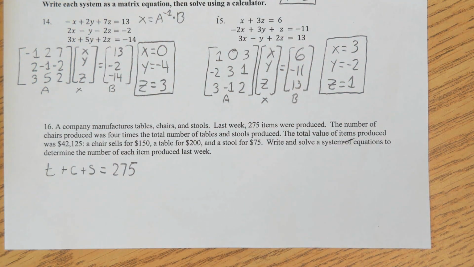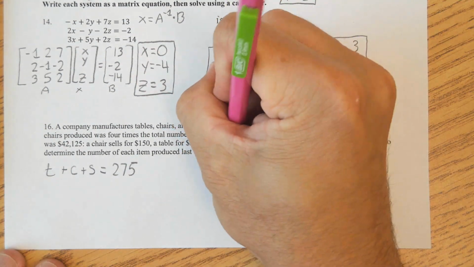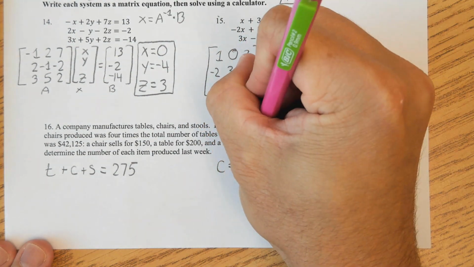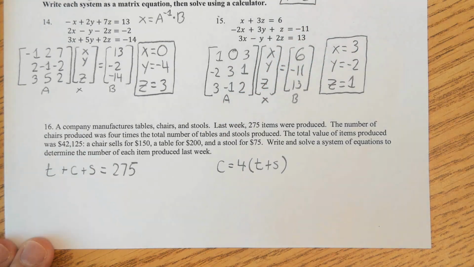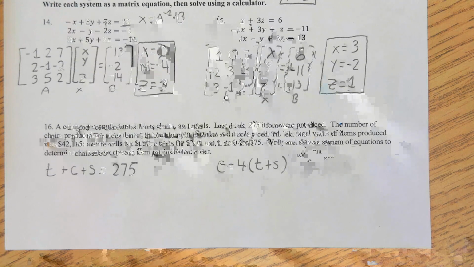Remember, we're trying to figure out what each is produced. So we don't know how many each is produced. We just know that 275 are produced. The number of chairs was 4 times the total numbers of tables and stools. So chairs equals 4 times tables plus stools. So how many tables and stools we produce, I'm going to multiply that combined number times 4, and that's going to give me the number of chairs.